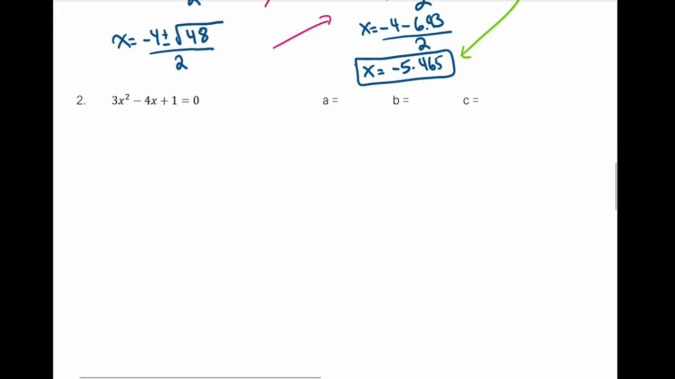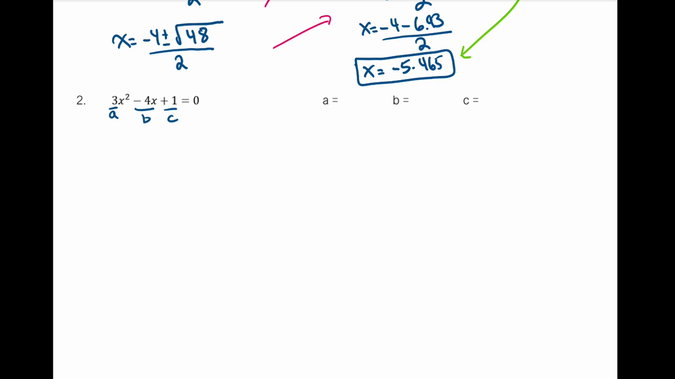Example 2, again, same idea. Find your A, B, and C value. So our A value is the first one, our B is the second one, our C is the last one. Again, if you come across a situation where you tend to be missing a part or a term, you don't just rearrange the values to make them fit, right?